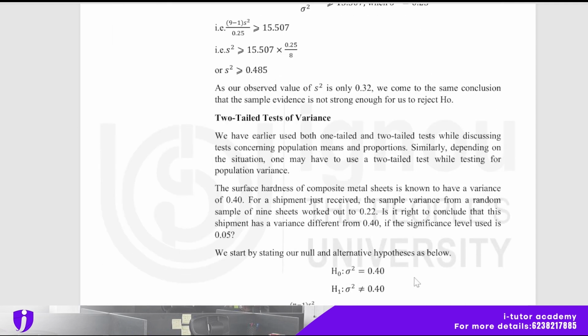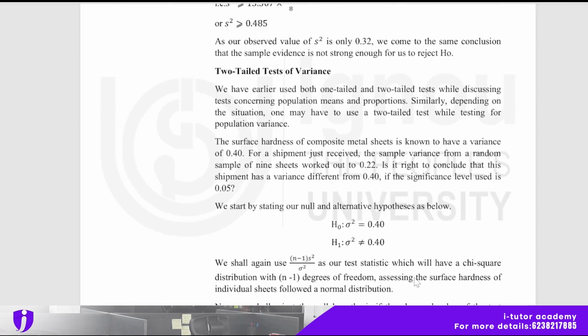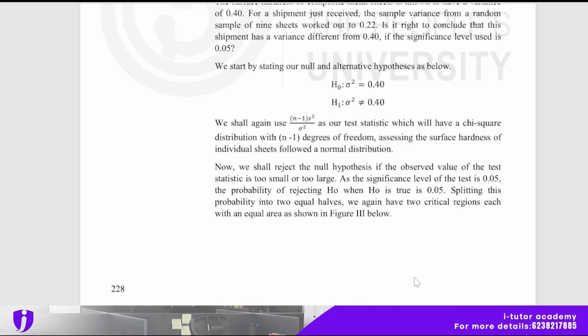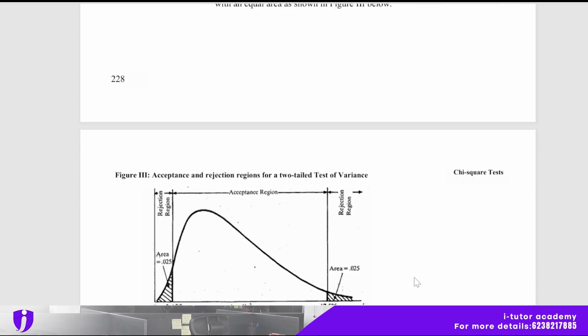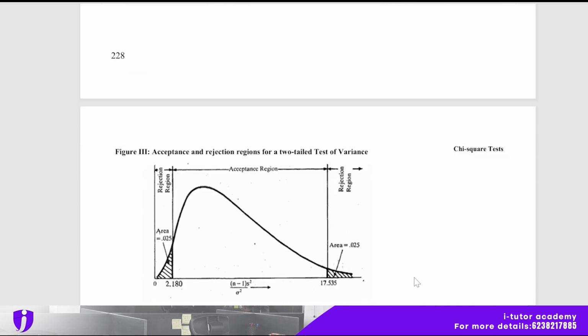And a two-tailed test of variance. We have earlier used both one-tailed and two-tailed tests while discussing tests concerning population means and proportions. Similarly, depending on the situation, one may have to use the two-tailed test while testing for population variance. And here is Figure 3, acceptance and rejection region for a two-tailed test of variance.